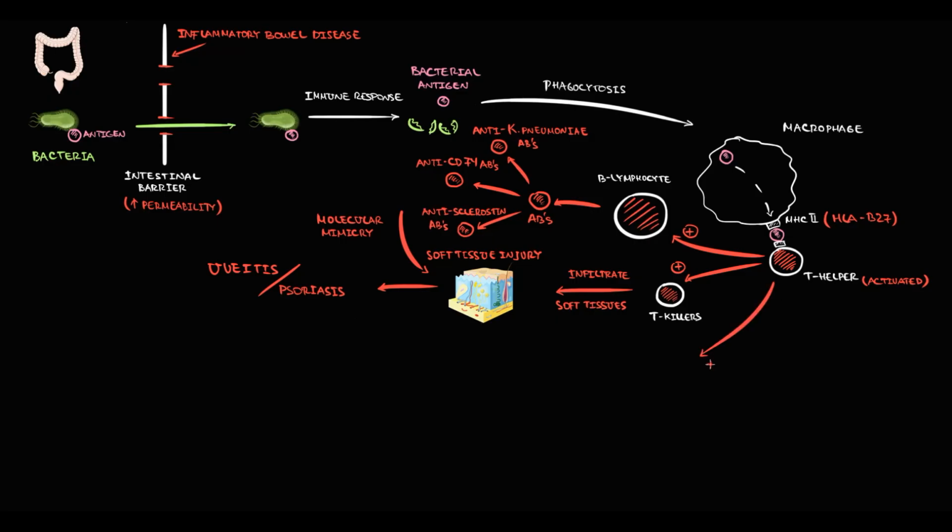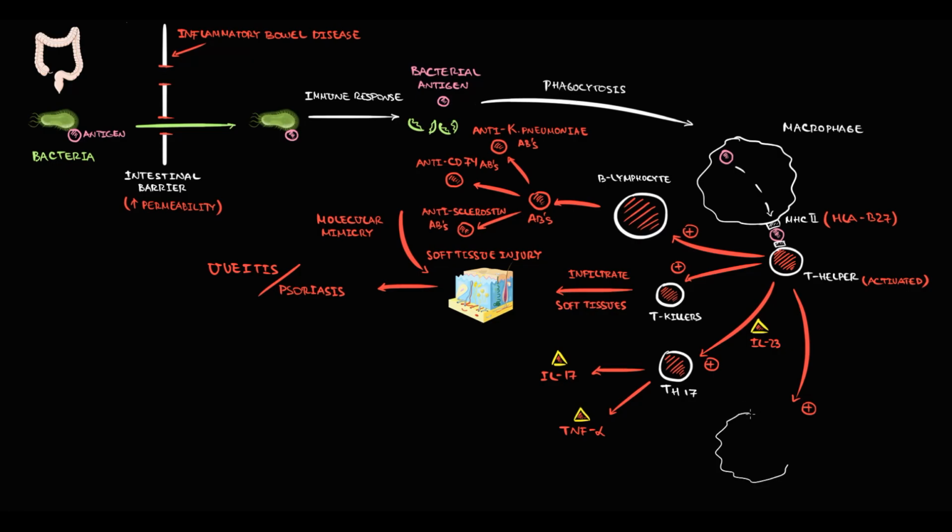Additionally, activated T helpers induce activation of T helper subtype 17. This activation is possible due to the massive production of interleukin-23 by T helpers. With activation, subtype 17 T helpers begin to produce proinflammatory cytokines, including interleukin-17 and TNF-alpha.